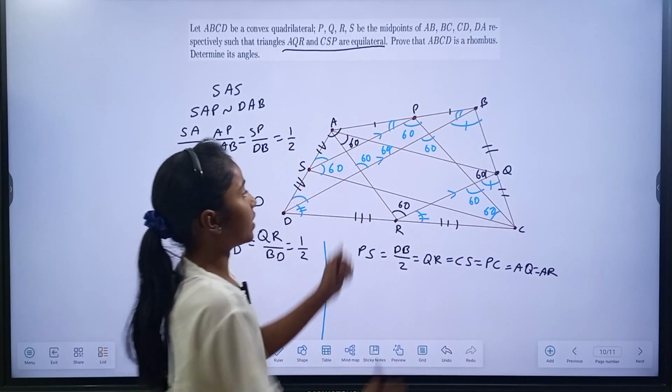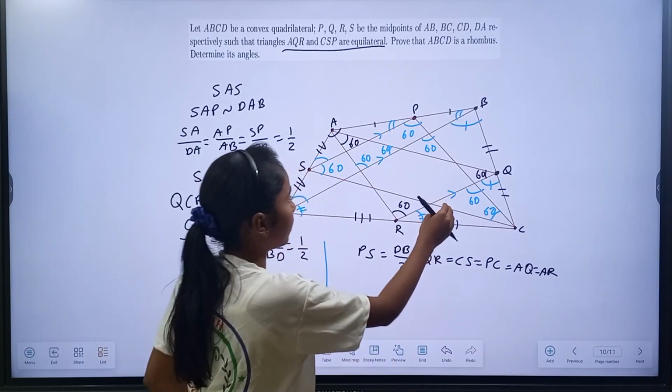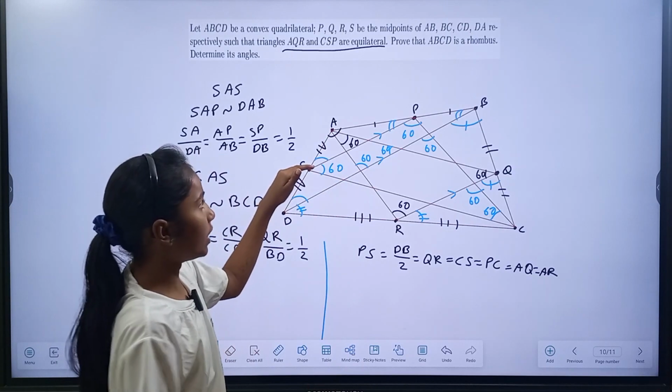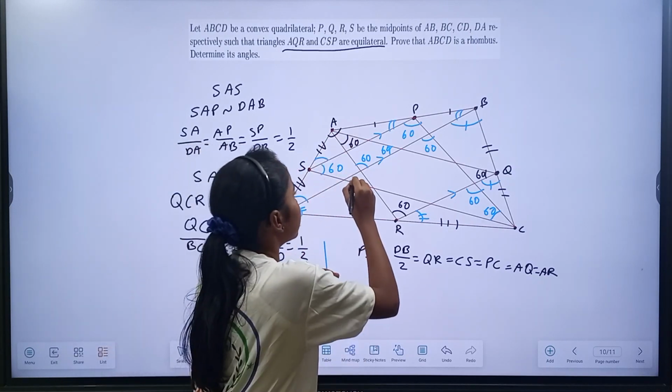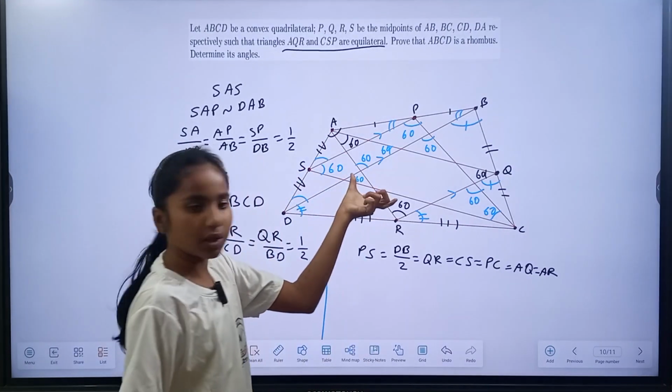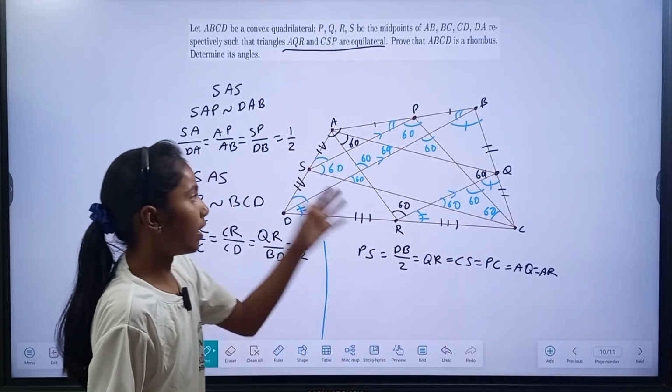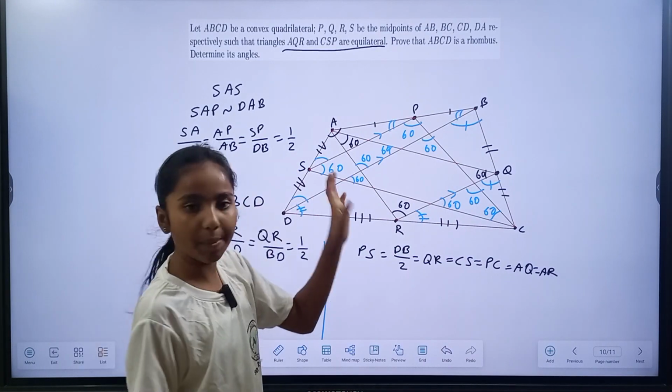And similarly, we have this angle equal to 60, and these both are parallel. So again, this angle is also equal to 60, and these both are also parallel. So again, this angle is also equal to 60. And now we have labeled the angles by parallel lines.